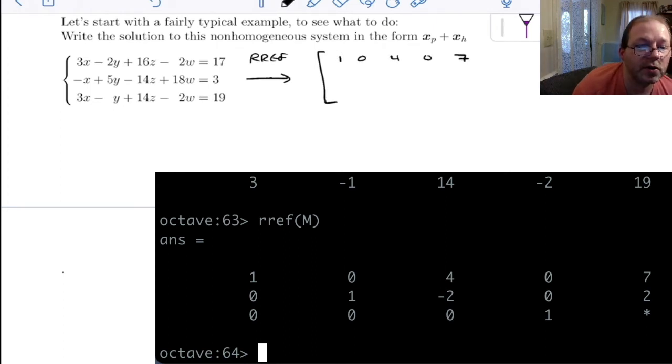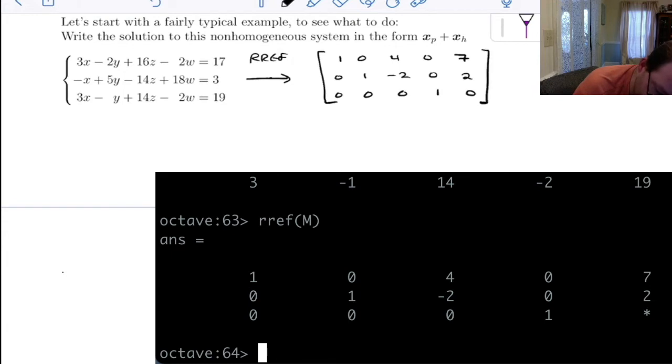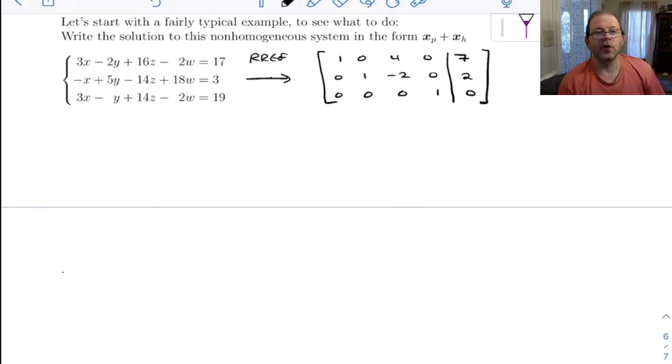So that row reduces to 1, 0, 4, 0, 7. Next line is 0, 1, negative 2, 0, 2, and 0, 0, 0, 1, 0. That's a star there, but it means if we were looking at this in short form or float form or whatever, it would be a 0, but the computer has some round off error. So anyway, that's what it row reduces to.